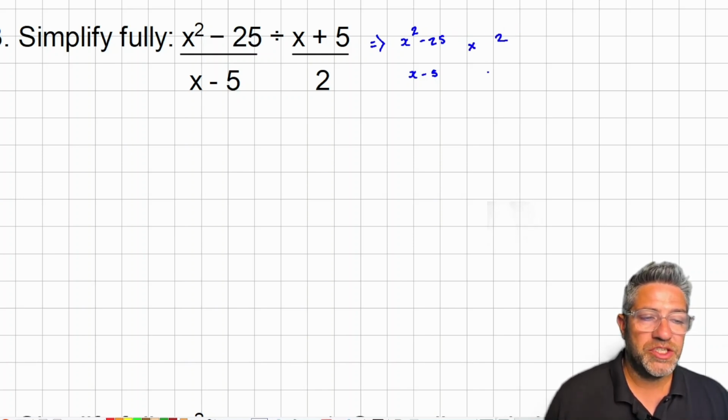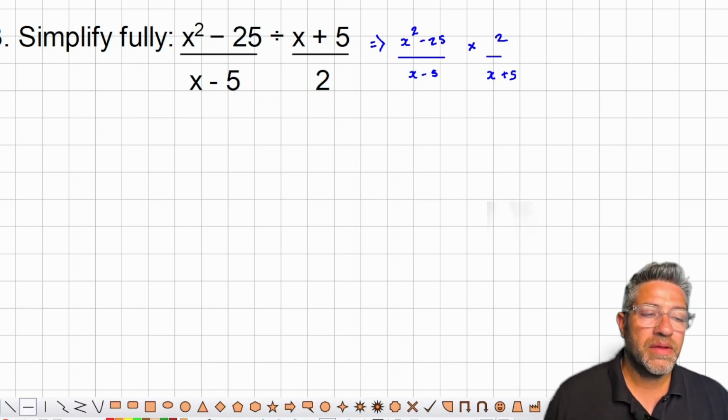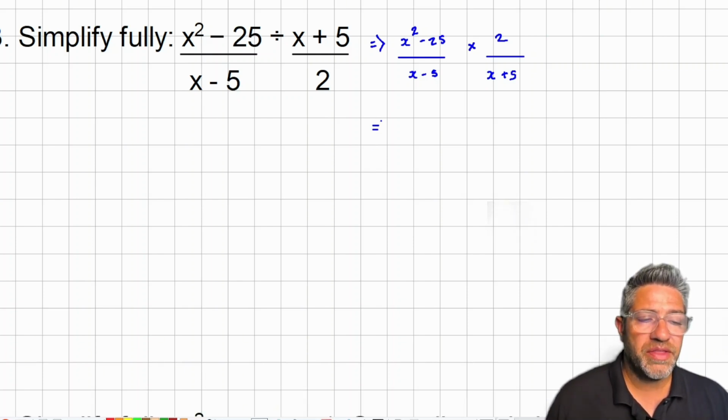But rewriting this question would give me, if I just put my fraction lines in, so we've started with x squared minus 25 over x minus 5 divided by x plus 5 over 2. I've simply rewritten that to x squared minus 25 over x minus 5 still, but multiplied by 2 over x plus 5, the reciprocal of the second half of our starting fraction. And then I'm going to adopt a similar approach. I like to write things as, if you like, a single fraction.